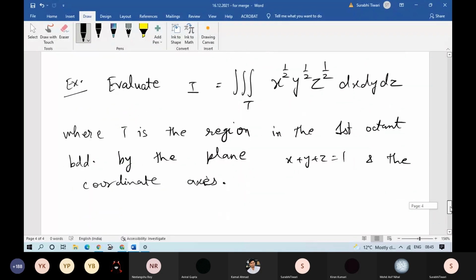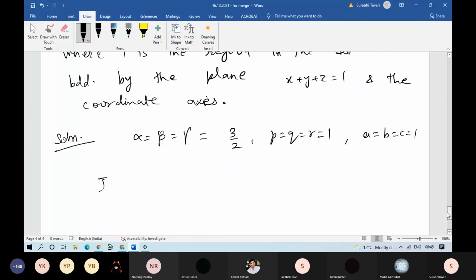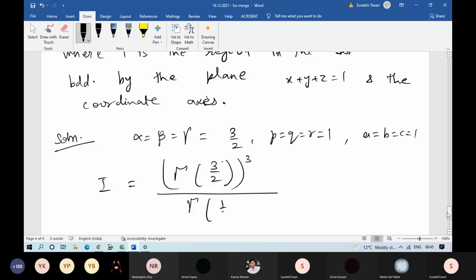So again the situation comes for Dirichlet integral. So what are the values of alpha, beta, gamma here? 3/2. What are the values of p, q, r? 1, 1, 1. What are the values of a, b, c? Again 1. Now you calculate the integral I. So I is gamma 3/2 whole cube upon gamma 11/2.